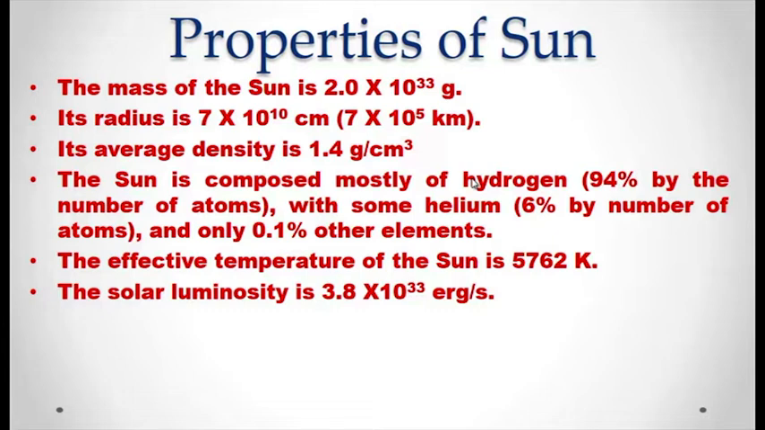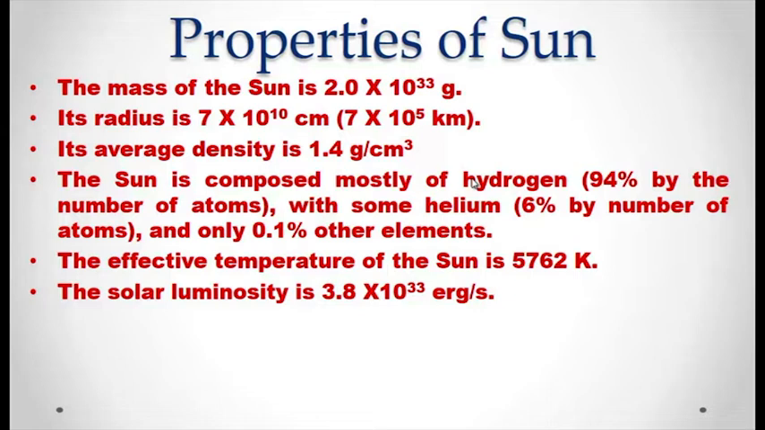Then the Sun is mostly composed of gases. Out of those gases, hydrogen exists with 94% by number of atoms, then some helium 6% by number of atoms, and only 0.1% other elements are present in the Sun. So Sun is composed mostly of hydrogen 94%, helium 6% and other elements 0.1%.